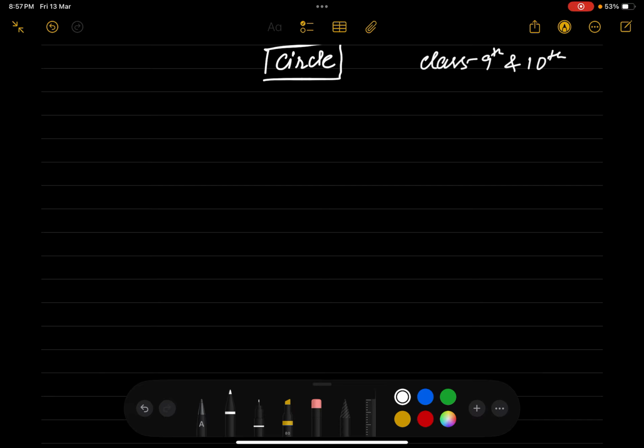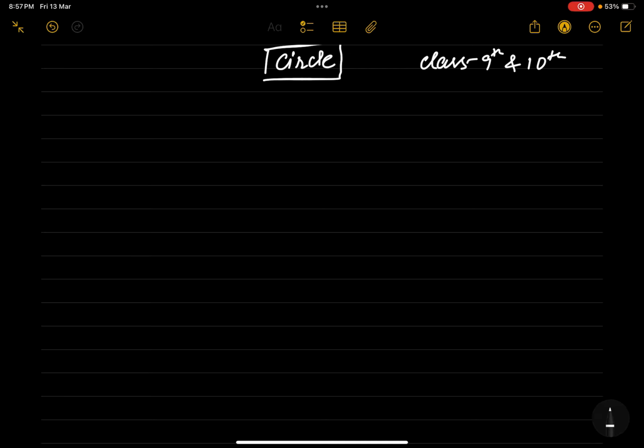Okay, first of all we'll try to define a circle. What is a circle? So we can say a circle is the combination of all the points in a plane which are at an equal distance from a fixed point.